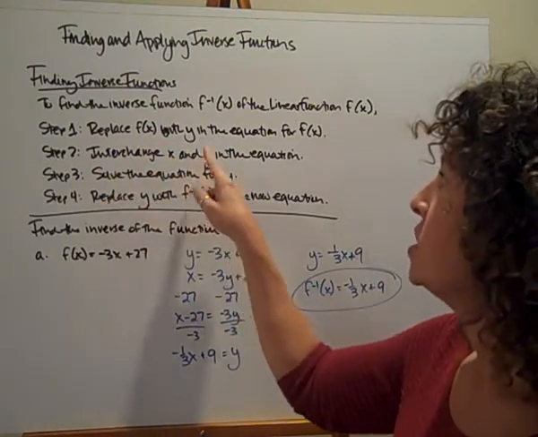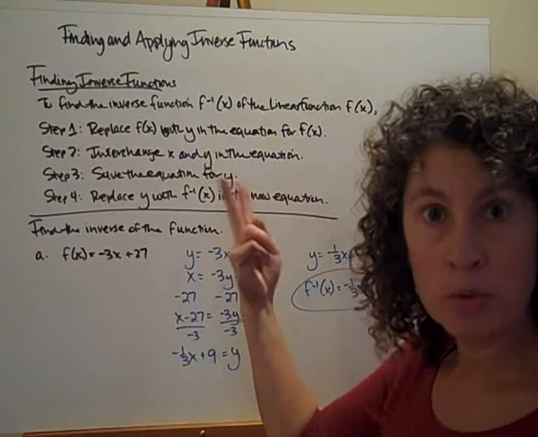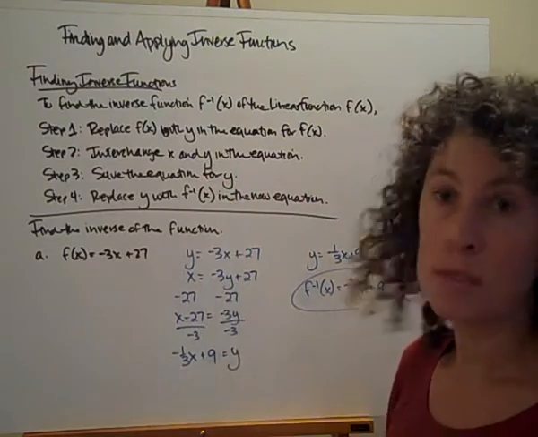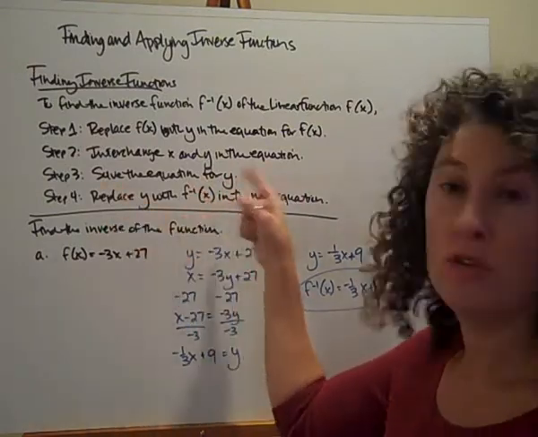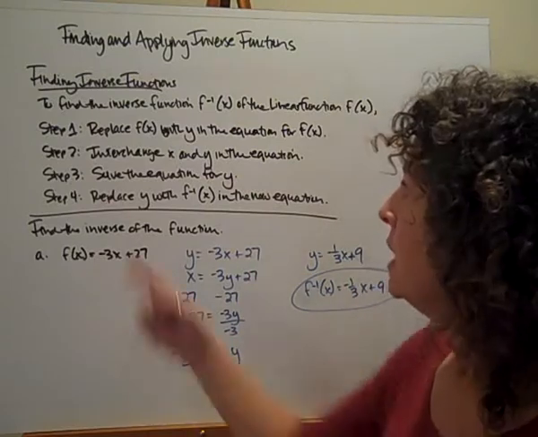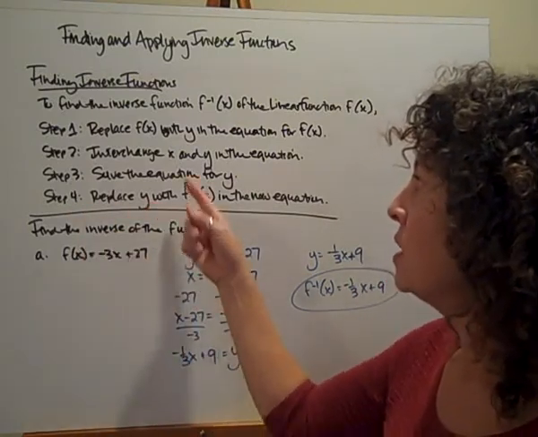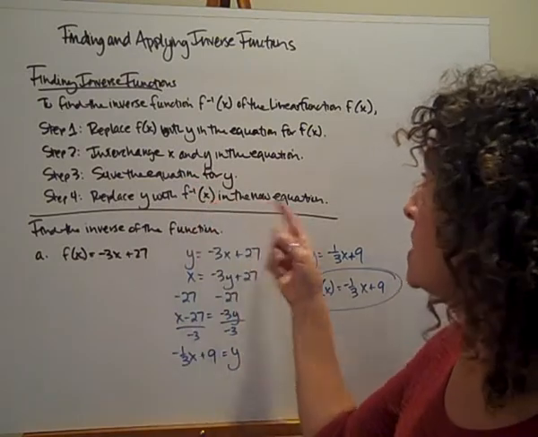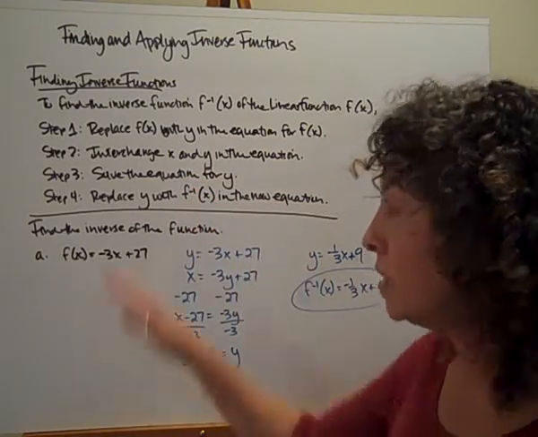Step 2, interchange the x and the y in the equation. So we were doing that with our ordered pairs, switching the x and the y. Step 3, we're going to solve the equation for y. So what was our old input is now going to become our output. And in step 4, we're going to replace the y with f negative 1 of x in the new equation. So let's put this to work.